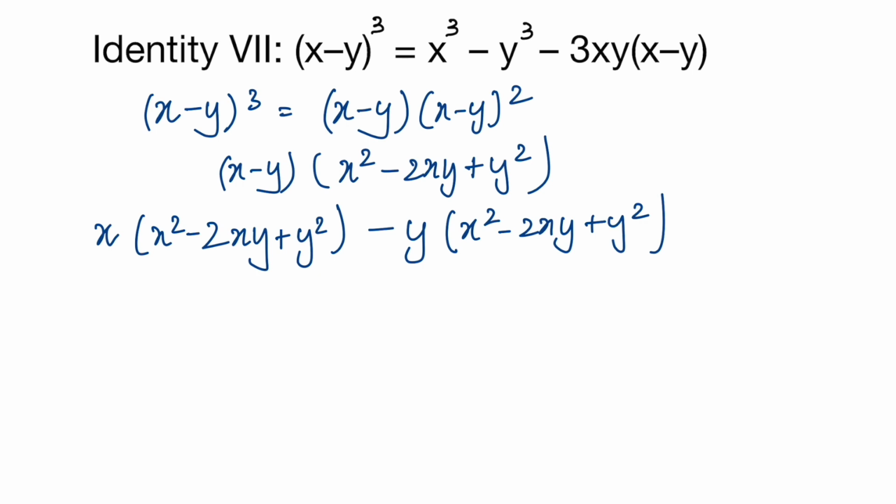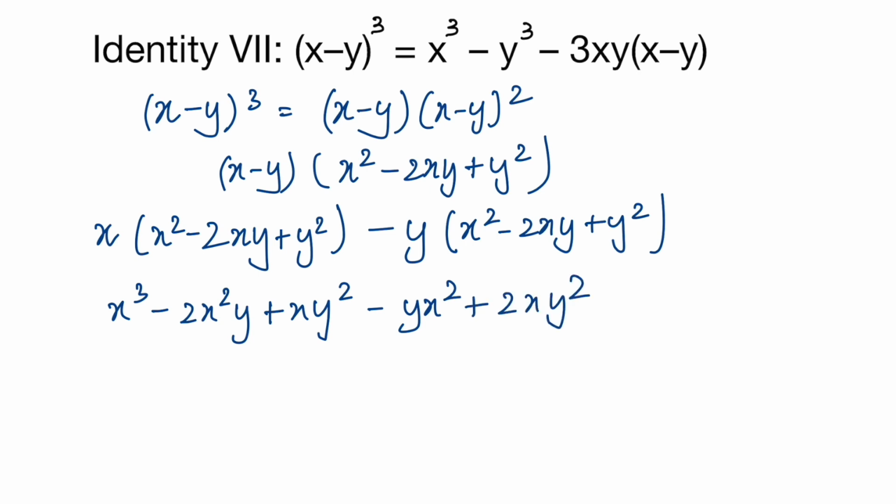Okay, now multiplying this, we get x cube minus 2x squared y plus xy squared minus yx squared plus 2xy squared. Why is this plus? Because we have a negative sign here and a negative sign here, so it becomes plus 2xy squared. And then the last one is going to be minus y cube, because we have negative sign here and a positive sign here, so that becomes minus y cube.